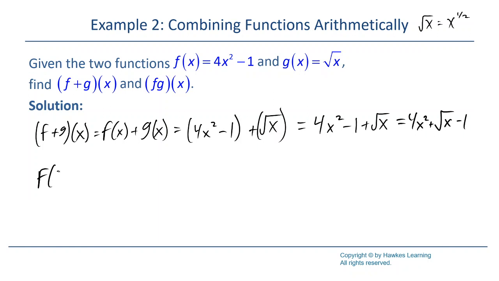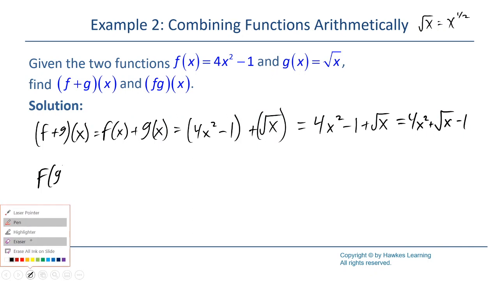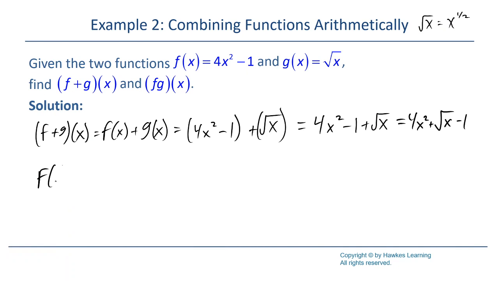So if I'm going to do f of x times g of x, then let's see, f of x is 4x squared minus 1. But I don't want to pull in square root of x because I'm going to have to multiply the same base, which means you have to add the exponents. And square root of x times x squared looks weird. So let's rewrite it as a power of x.